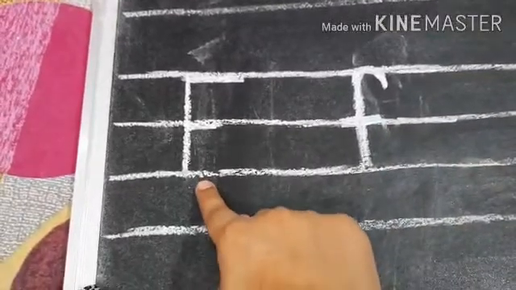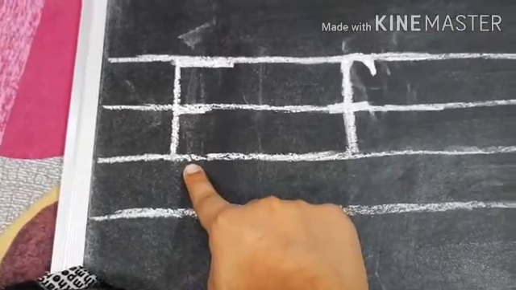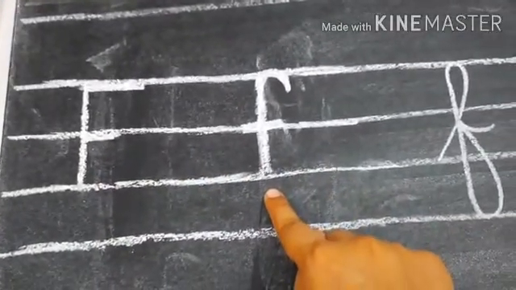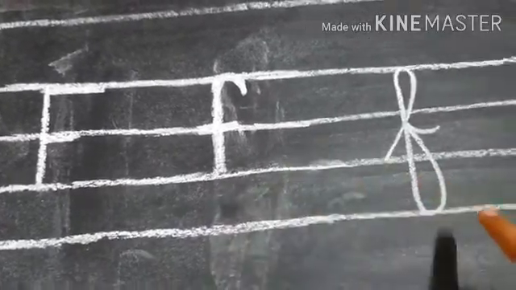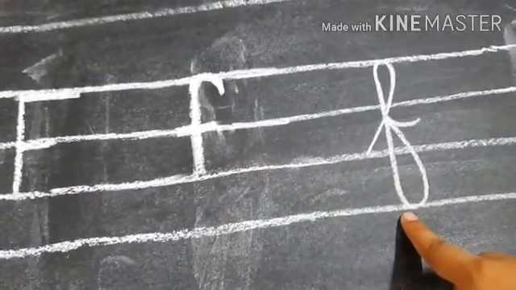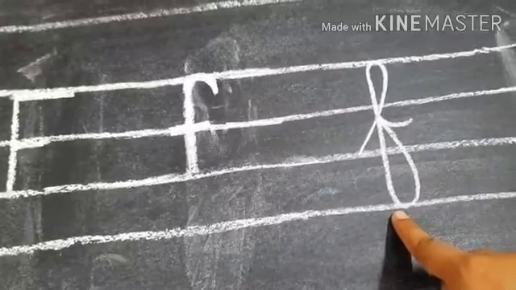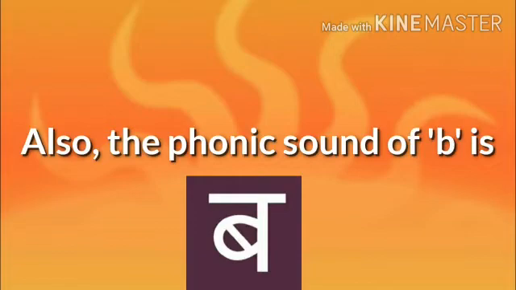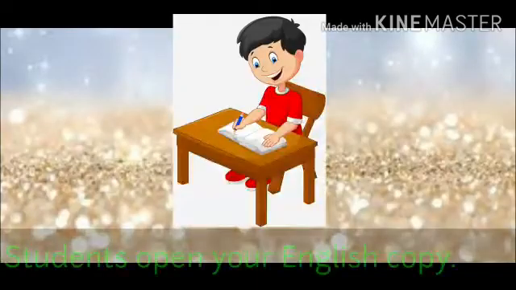Next, what is this? Capital print letter F. Repeat, capital print letter F. Next, what is this? Small print letter F. Repeat, small print letter F. Next, what is this? Cursive small letter F. Repeat, cursive small letter F. Also, the phonic sound of B is ba and the phonic sound of F is fa.